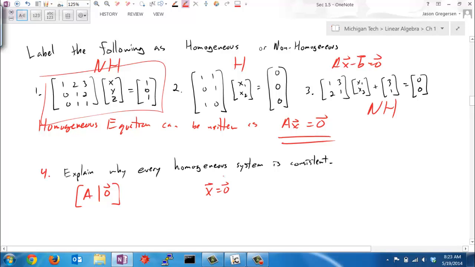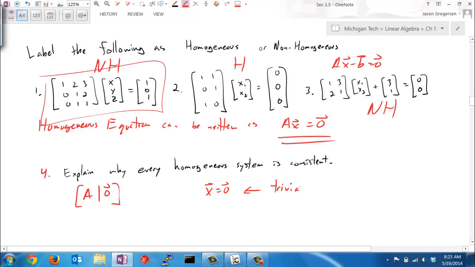There's a solution, right? If I take the 0 vector and multiply by this matrix, I'm going to get the 0 vector. So here's a solution no matter what A is. So it's always consistent because there's always this solution. Always X equals 0 is a solution. Okay? Now X equals 0 is kind of a special solution. We're going to call this the trivial solution.